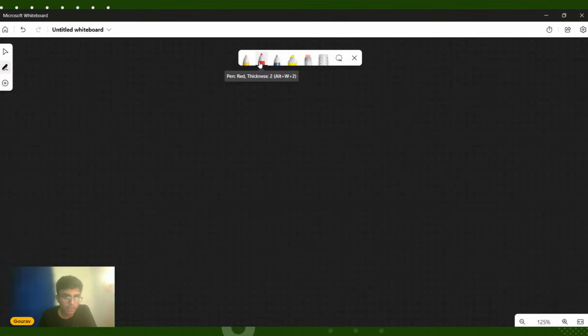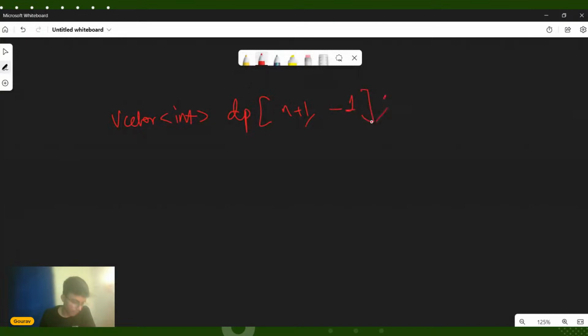So let's say I write a vector int and I write a DP. The DP will be of size n plus 1, and I will initially put all the values to be minus 1. And dp of 0 is the base case, so dp of 0 is equal to 1 and dp of 1 is also equal to 1.